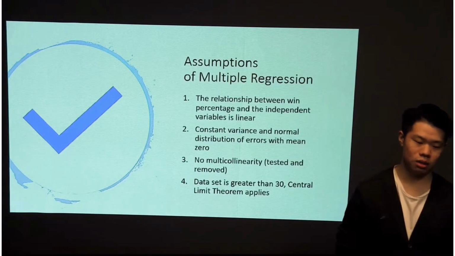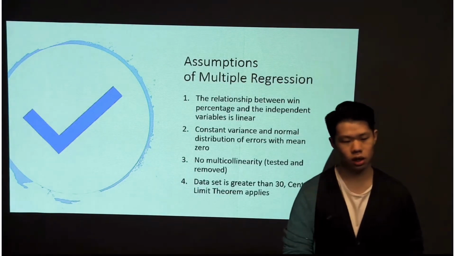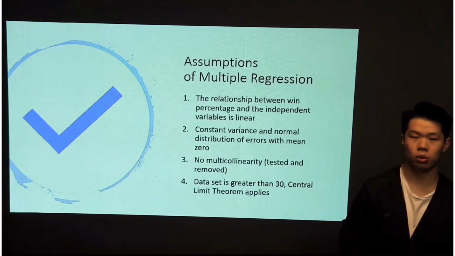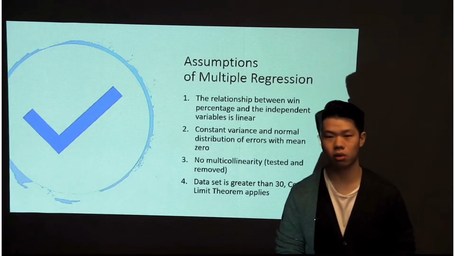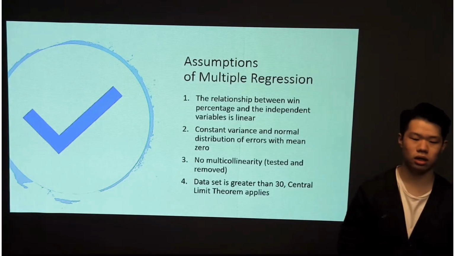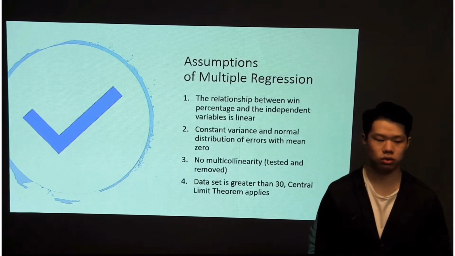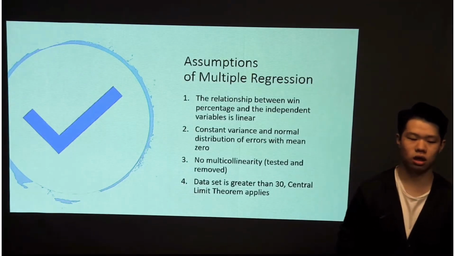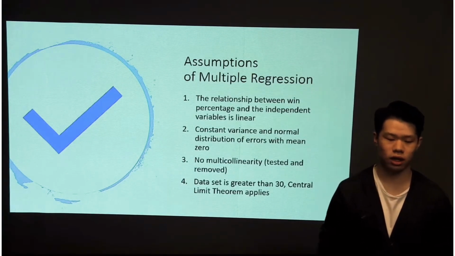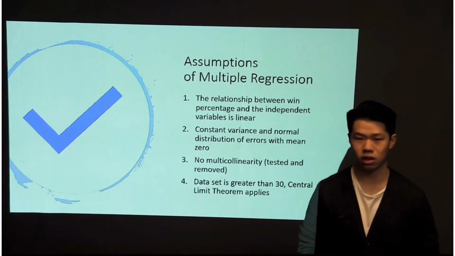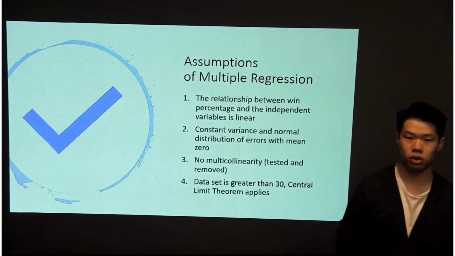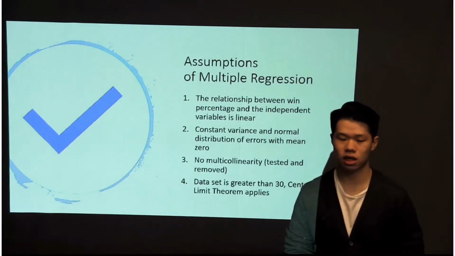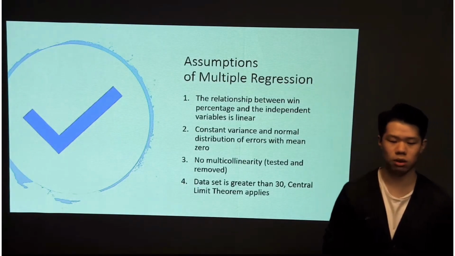Here are four assumptions for the multiple regression. The first one is the relationship between the winning percentage and independent variables is linear. The second one is constant variance and normal distribution of errors with mean zero. The third one is there is no multicollinearity, which is tested and removed. The last one is the data set is greater than 30, so we decided to use the central limit theorem.